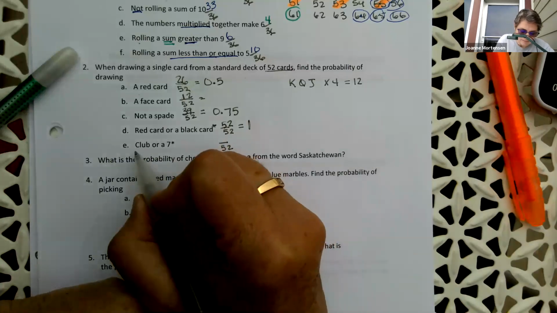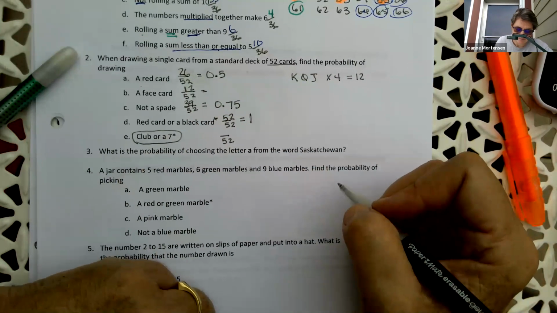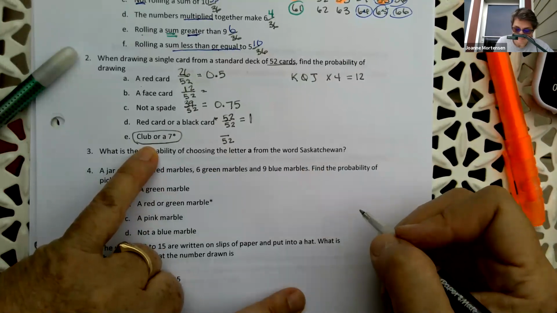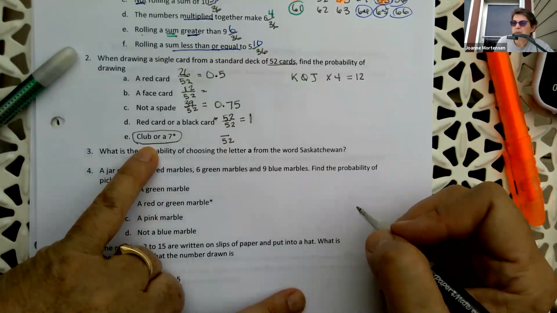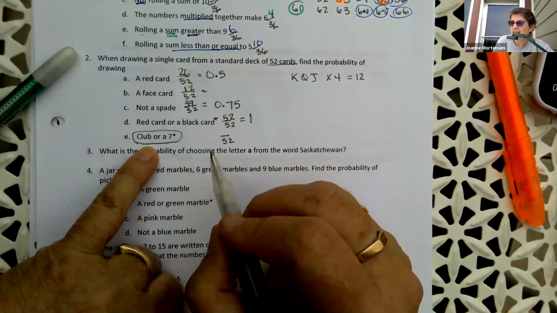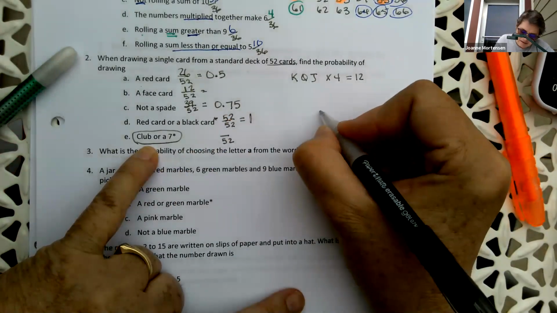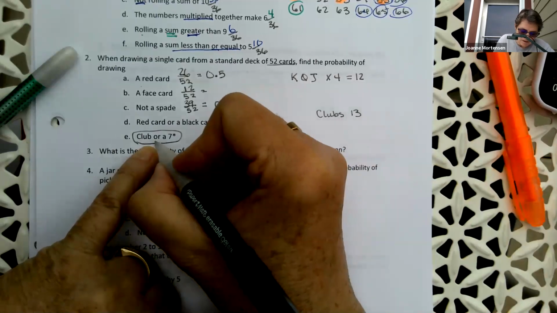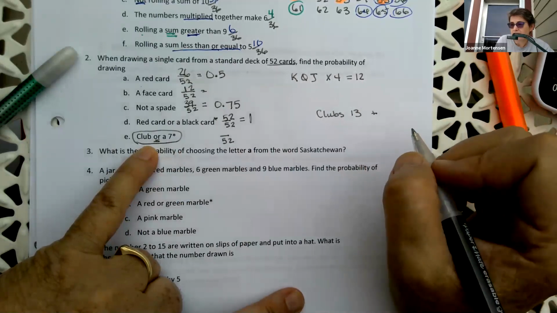Okay, so this one is the tricky one. I'm going to explain it, but if you were practicing this question at home, get out a deck of cards. There's nothing wrong with it. This is the way I think it through. Okay, clubs. There's 13 cards. Now it says, or a 7. Now, how many 7s are there?